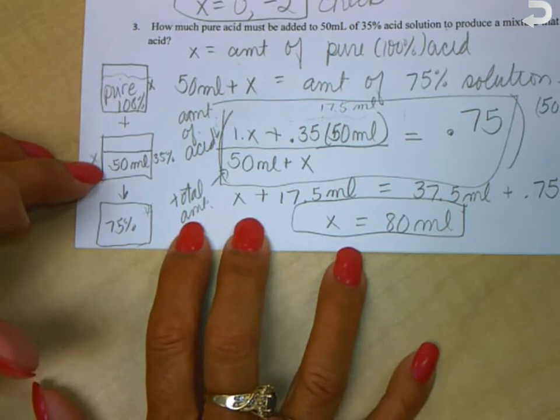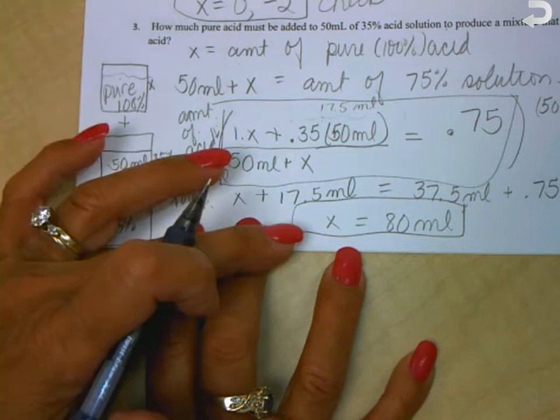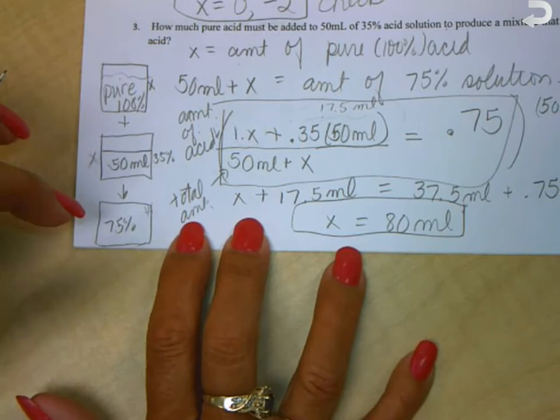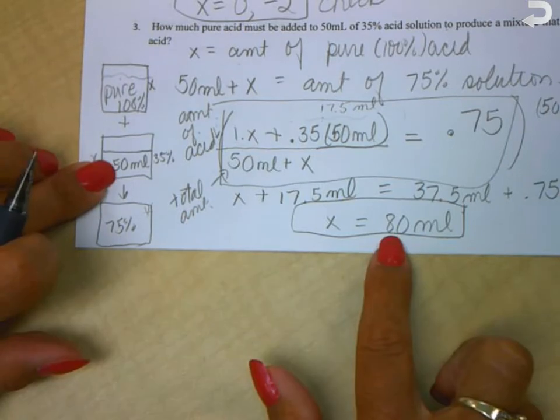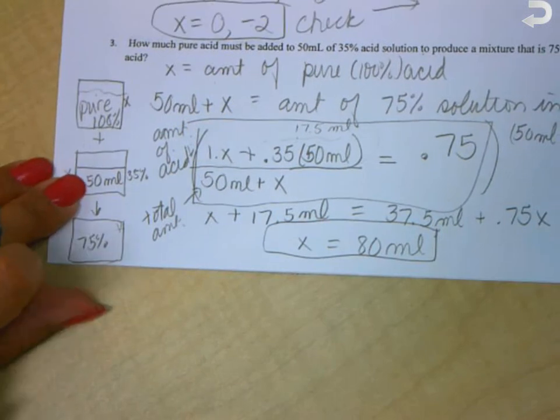So if I have 80 milliliters of pure acid, and I pour that into the 50 milliliters of 35% acid solution, naturally the concentration of the acid is going to go up because what I'm adding is 100%. And if I add 80 milliliters in, I'll end up with exactly a 75% acid solution. And I'll really end up with 50 plus 80, 130 milliliters of solution. And that's it for page 3.